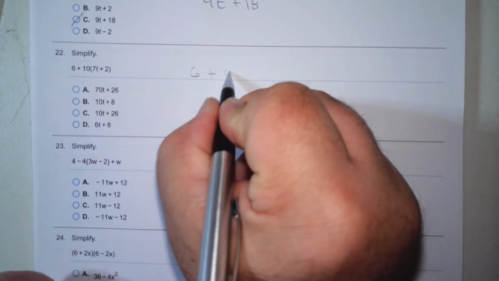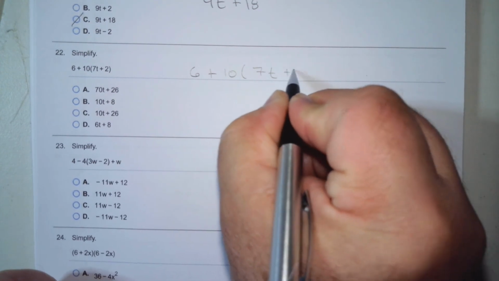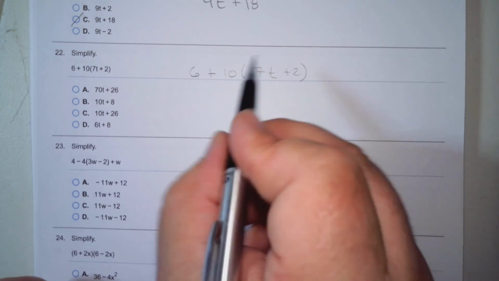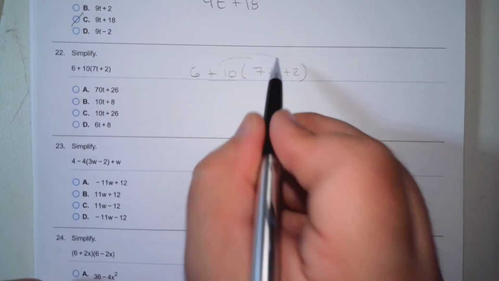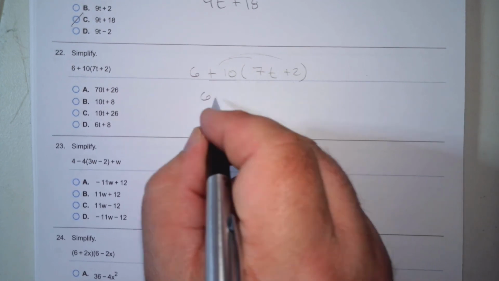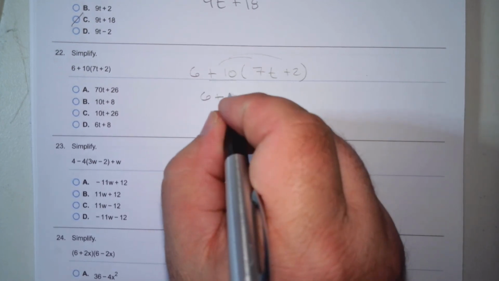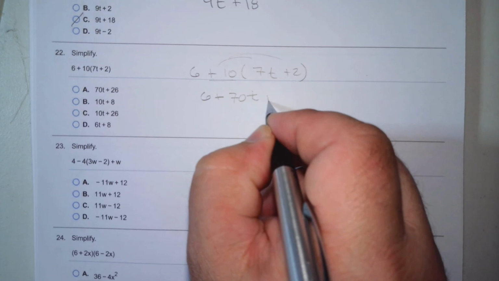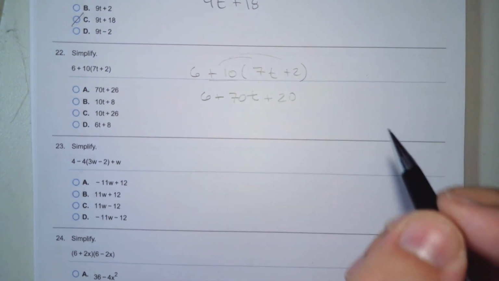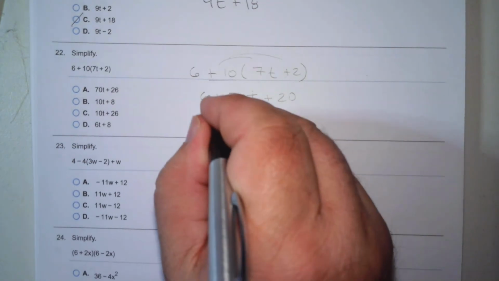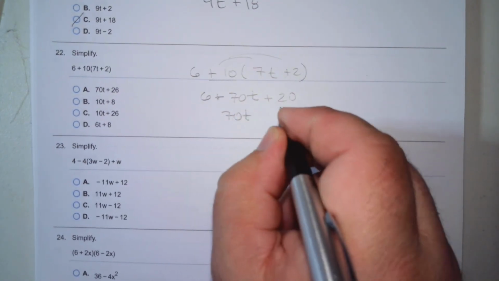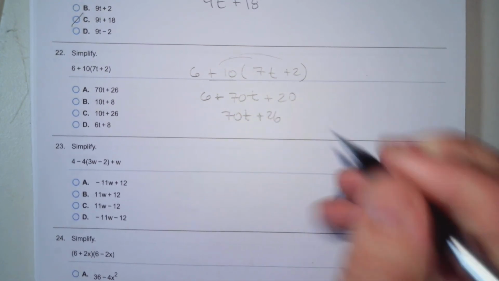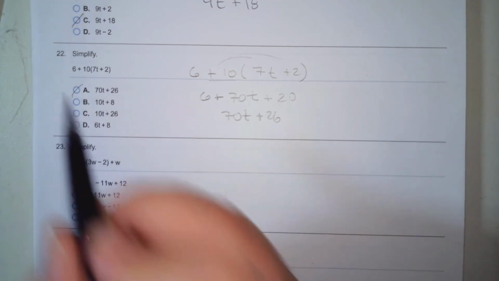So 6 plus 10, 7t plus 2. Can't do anything inside the parentheses, so if you get rid of the parentheses, whatever's in front, we have to distribute inside there. Positive times positive is a positive. 10 times 7 is 70t. Positive times positive is a positive. 10 times 2 is 20. Combine like terms. So you have 70t, 20 plus 6 is 26. So 70 plus 26.